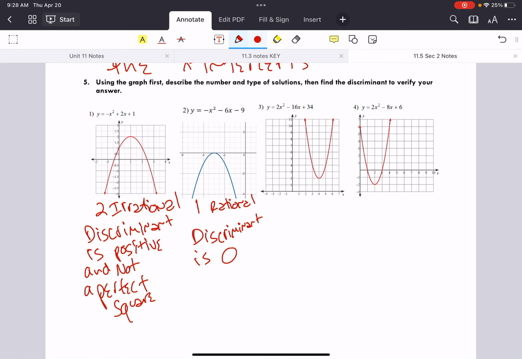Okay, number 3, does it have x-intercepts? No. So that means it must have had 2 imaginary solutions, right? Peyton, let me get you the homework. 2 imaginary solutions, right? So then what type of discriminant? Negative. Yes.